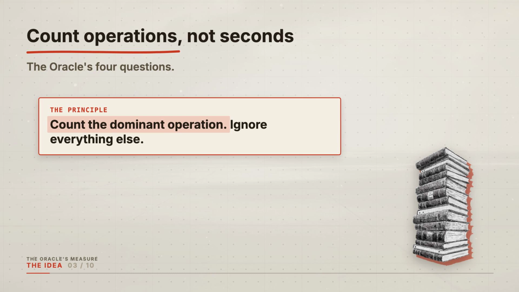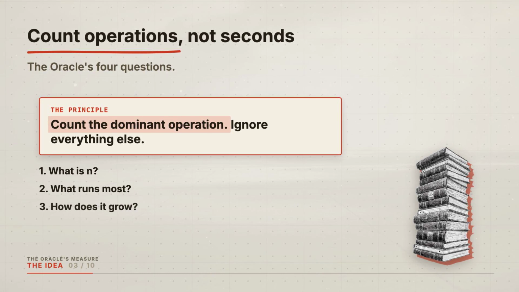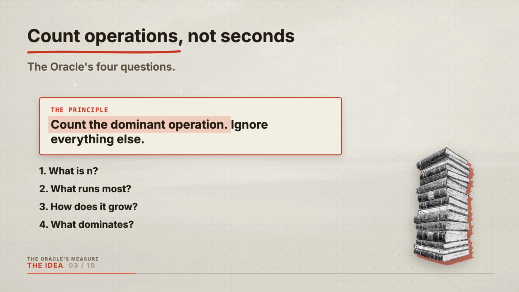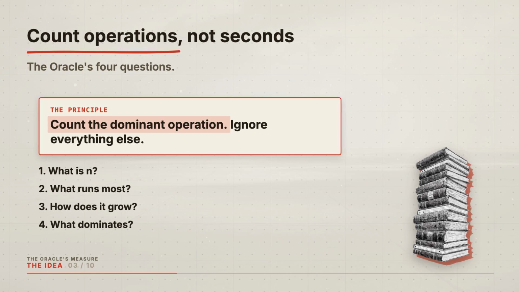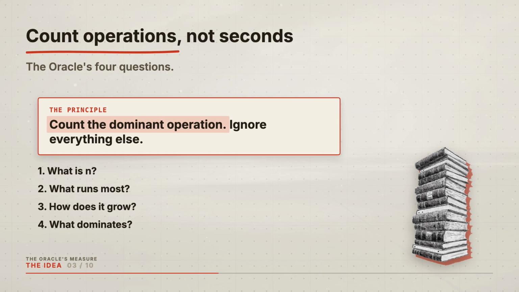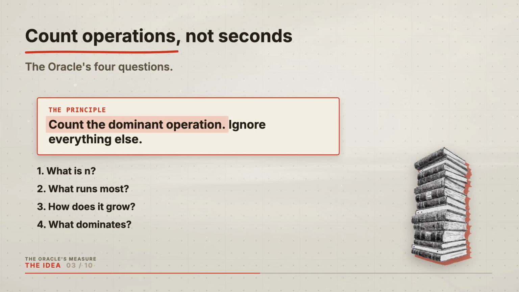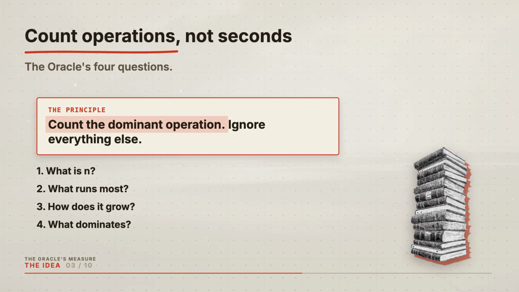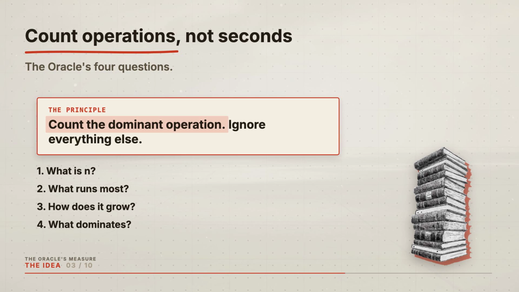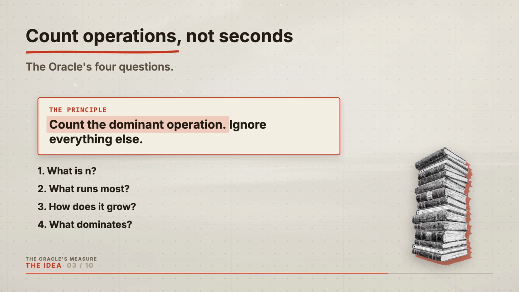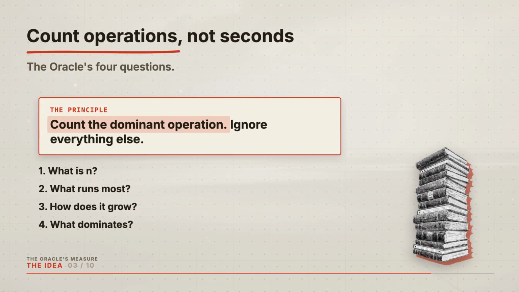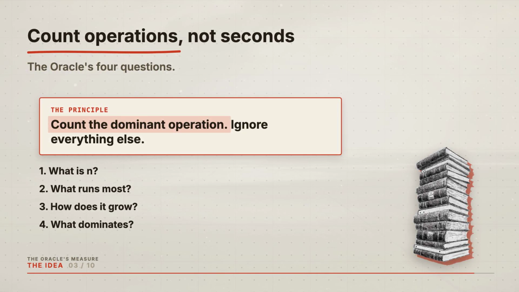Big O throws the stopwatch away. Instead, it asks, as the input grows, how many times does the busiest line of code actually run? That count does not depend on the machine. A single loop over n items runs n times, whether it's a phone or a server. The principle is simple to say and does enormous work. Count the dominant operation and ignore everything else.